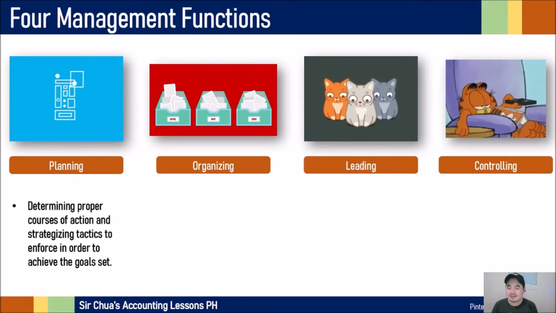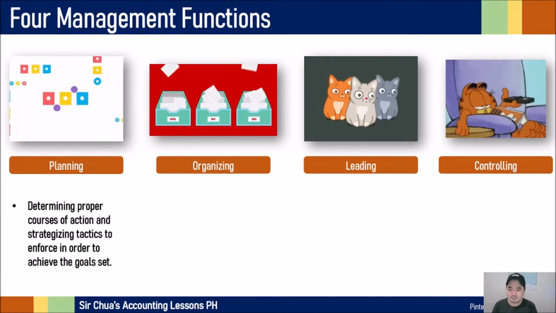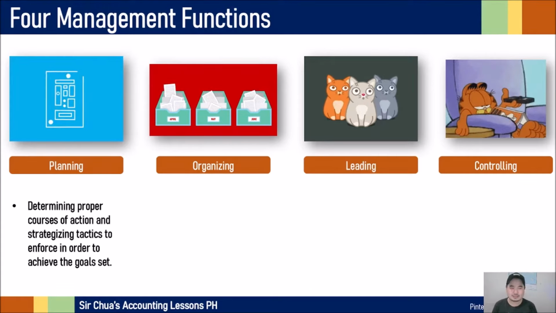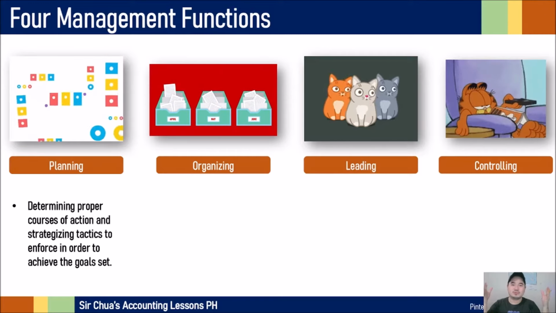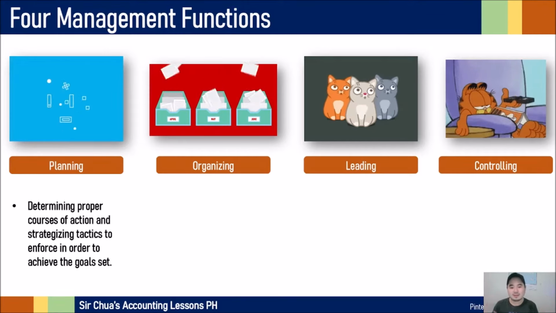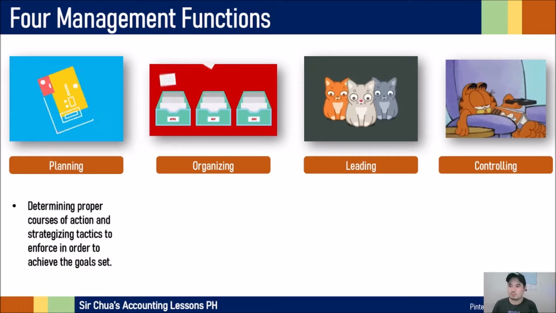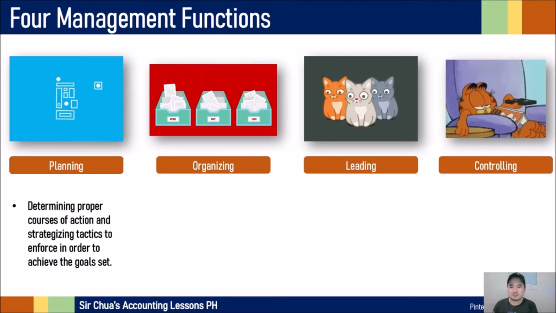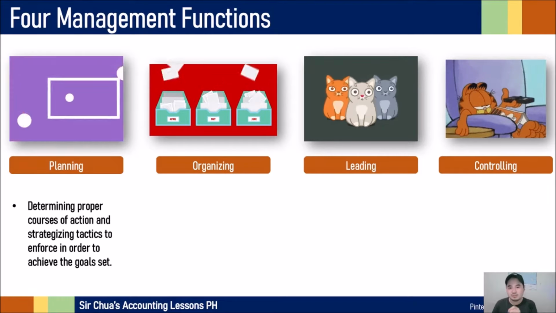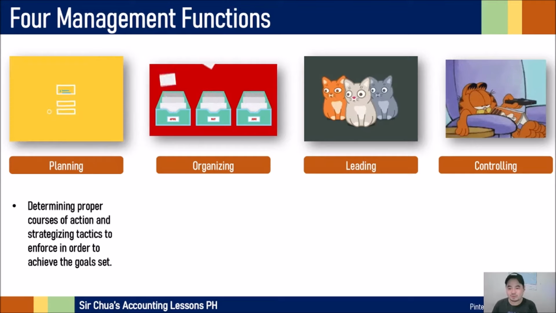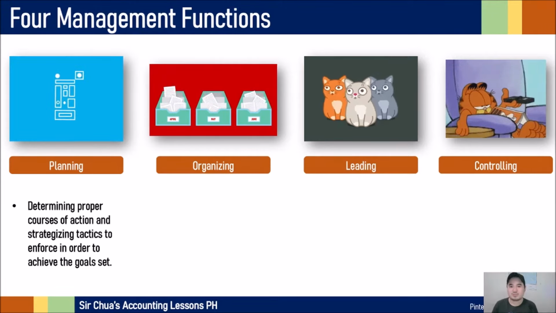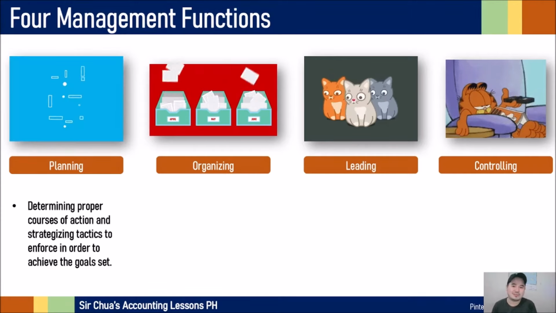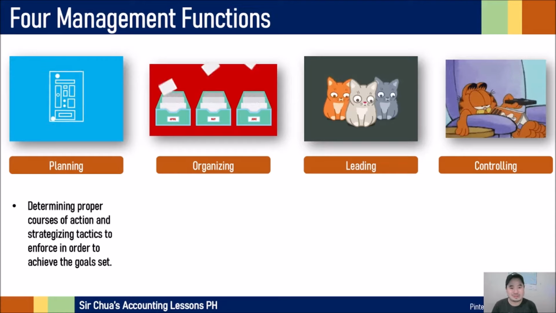Okay, planning is determining proper courses of action and strategizing tactics to enforce in order to achieve the goals set. You have different goals and objectives in mind. So planning is determining what to do. What shall we do? What shall we plan to do? So in the planning stage, or in the planning function of management, you determine what shall we do in order for us to achieve the goals and objectives that we have set. And that's the time that you will be strategizing things on how to hit those targets that you have set.